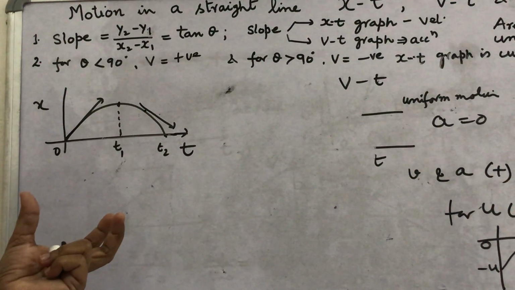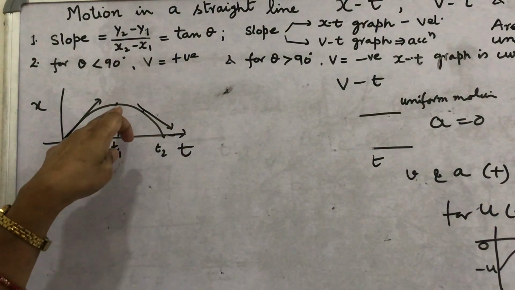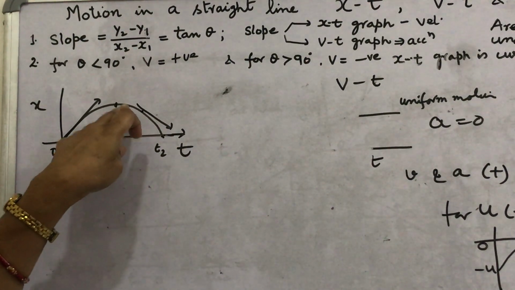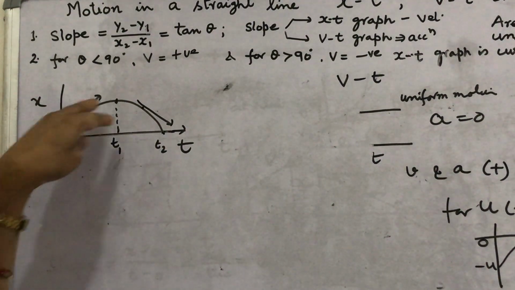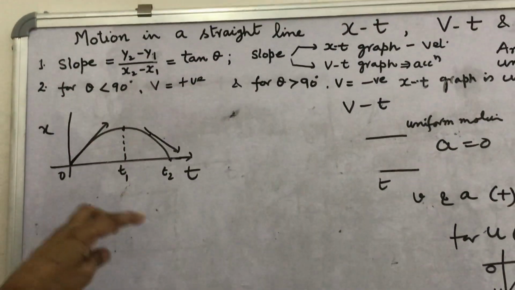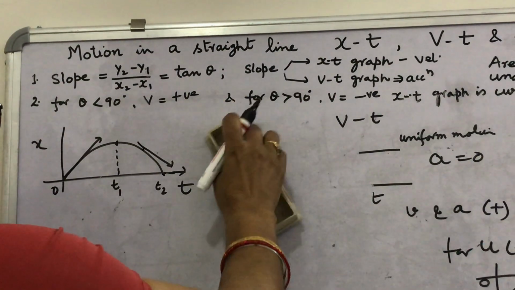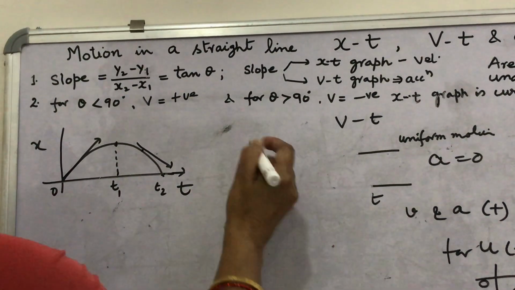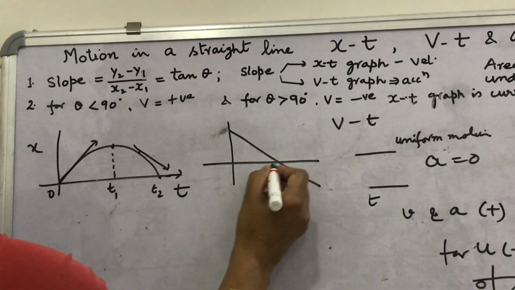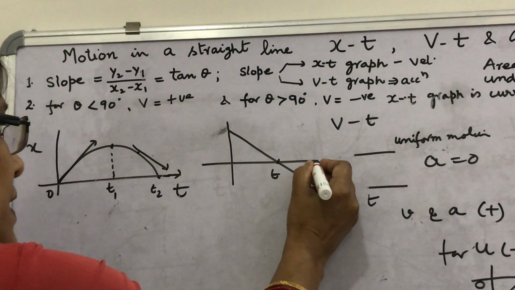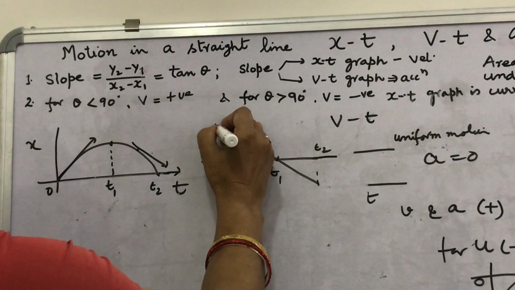Then what will happen? The object moves with constant positive velocity, and then at some time it comes back with the same velocity if the difference is the same. How will you plot the velocity time graph? Look here, this will be the velocity time graph. This will be t1 and this will be t2. This is 0, this is velocity.